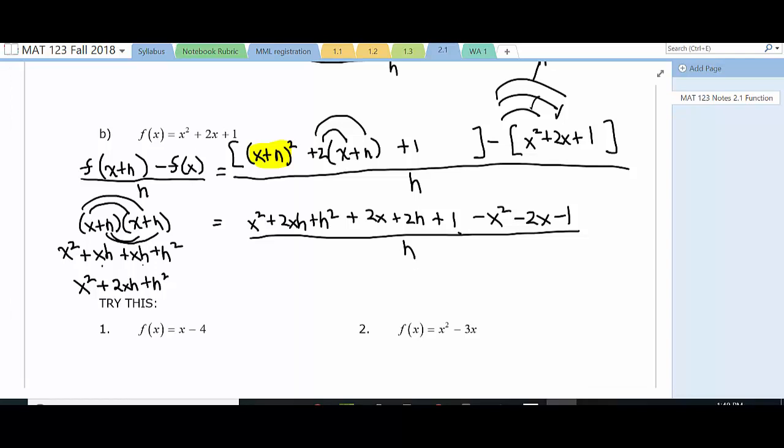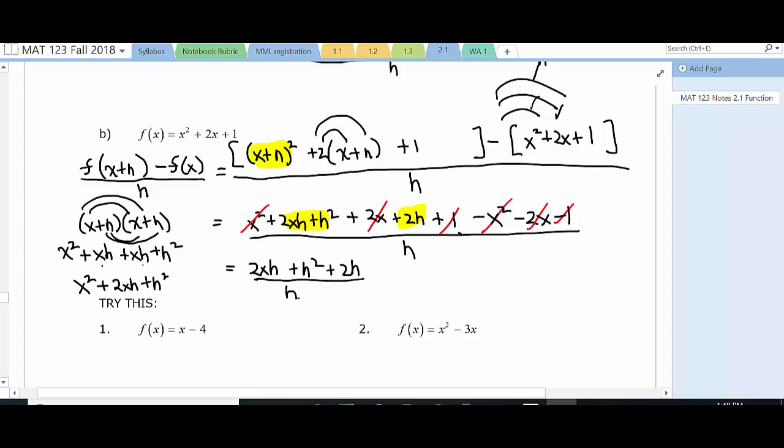This is going to be a big deal if you're going to take business calculus. We do this all the time. So that cancels. Let's see, the x squareds cancel, the 2x's cancel, and the 1's cancel. So what we're going to have left is these 3 things all over h. So we're going to have 2xh plus h squared plus 2h, all over h.